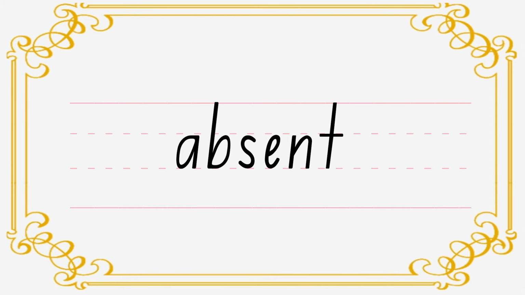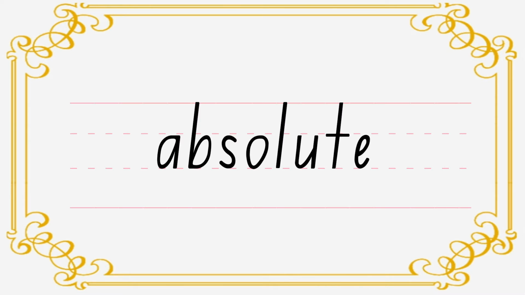To spell absent, start with the AB for ab, followed by SENT for sent. When we split the word for easy spelling, you may think that you should hear sent in there, but it's shorter, so pay attention to that. So ABSENT spells absent. The next word is absolute.